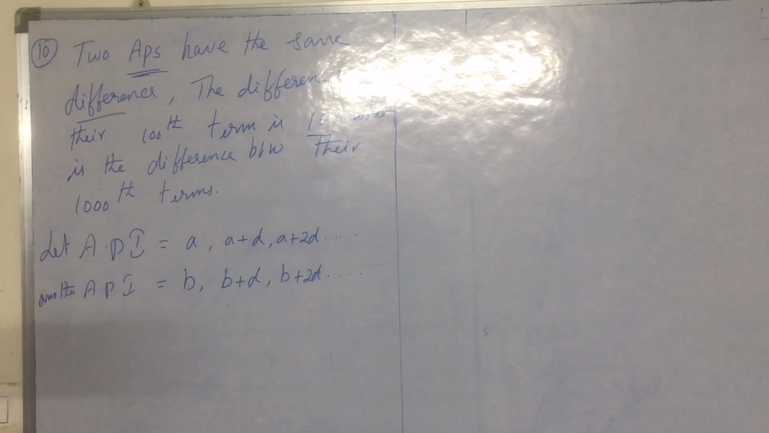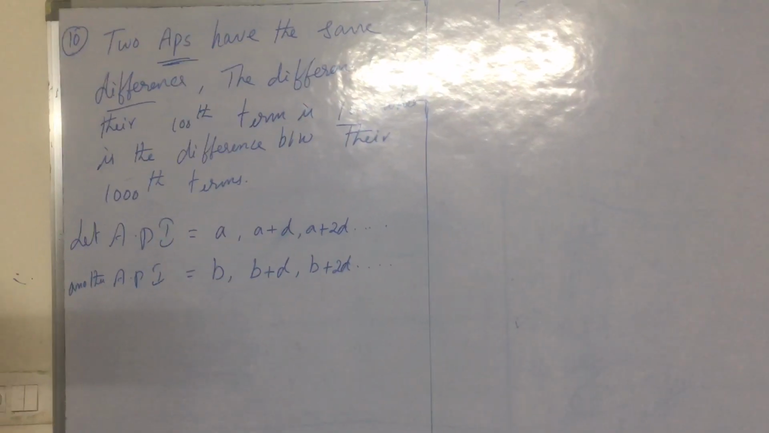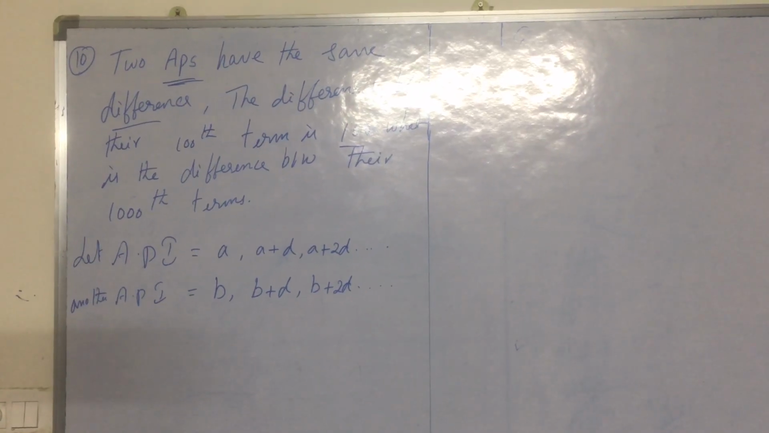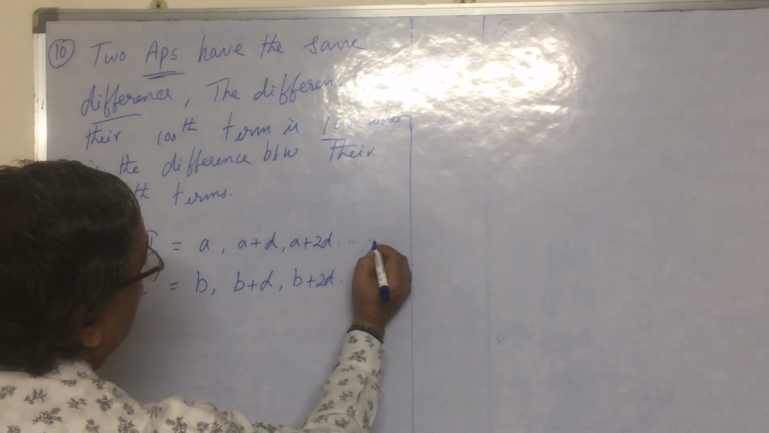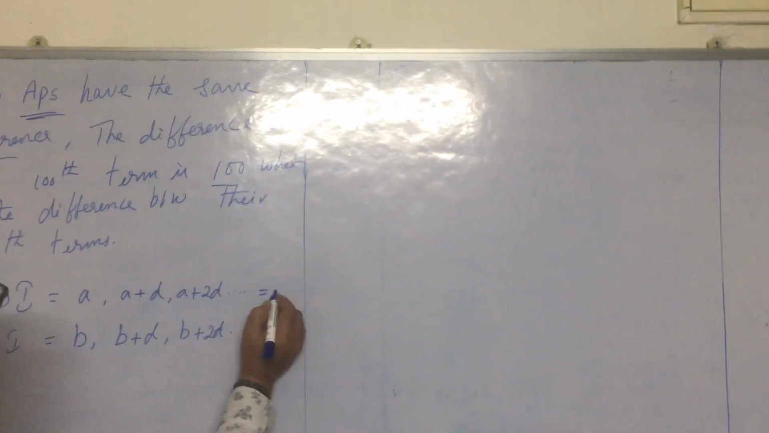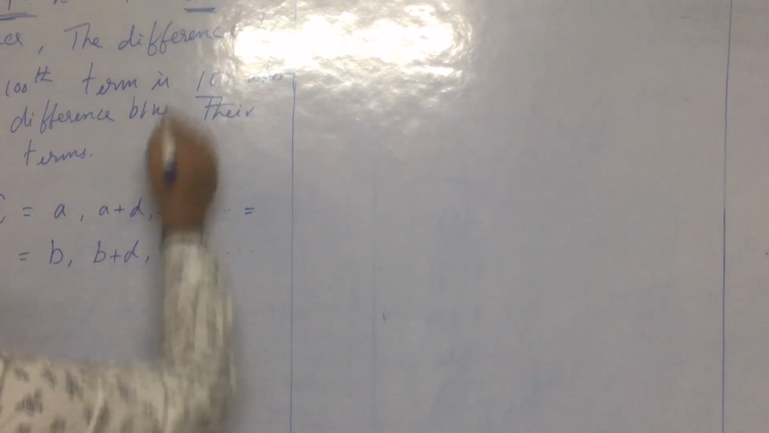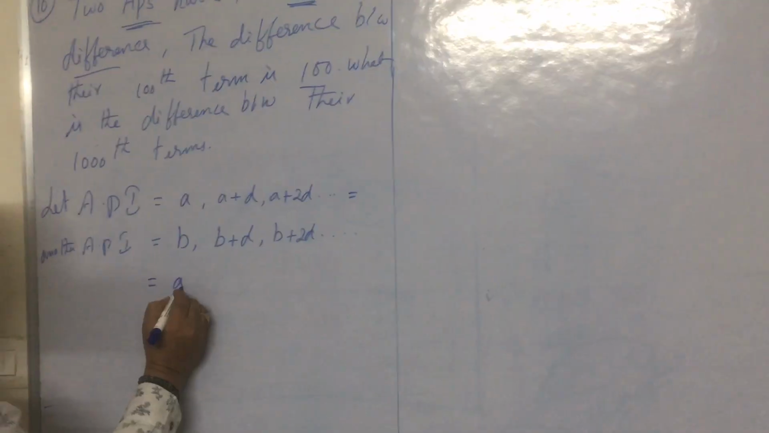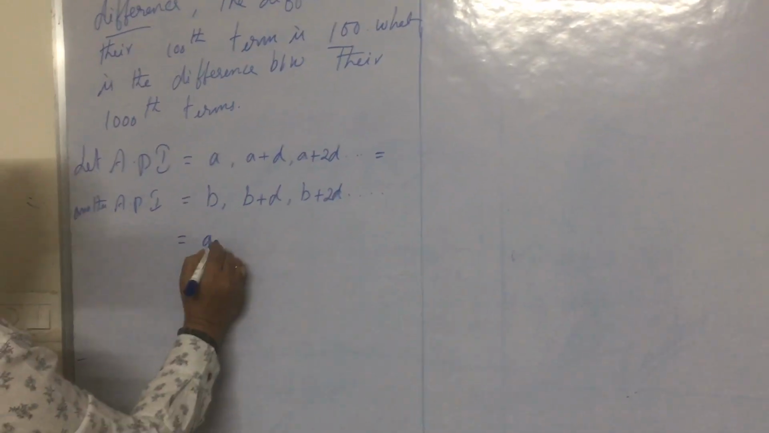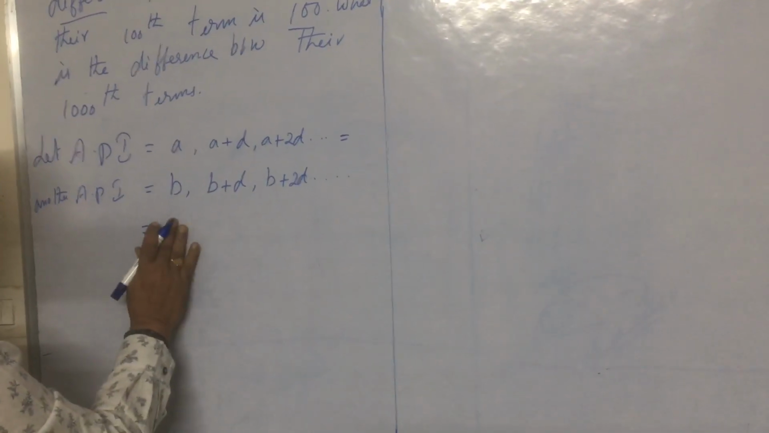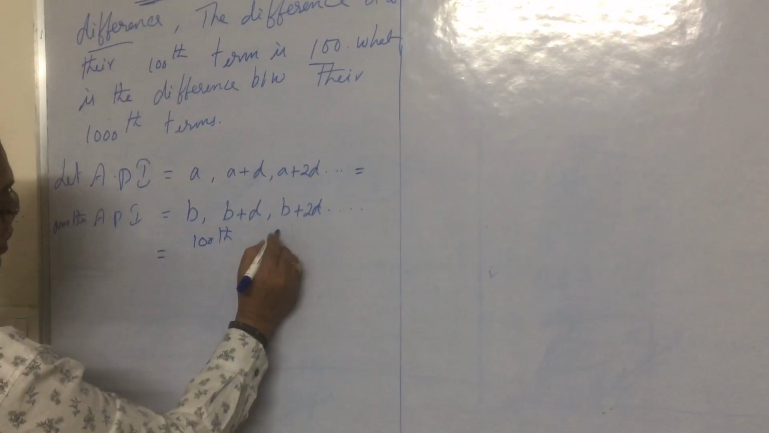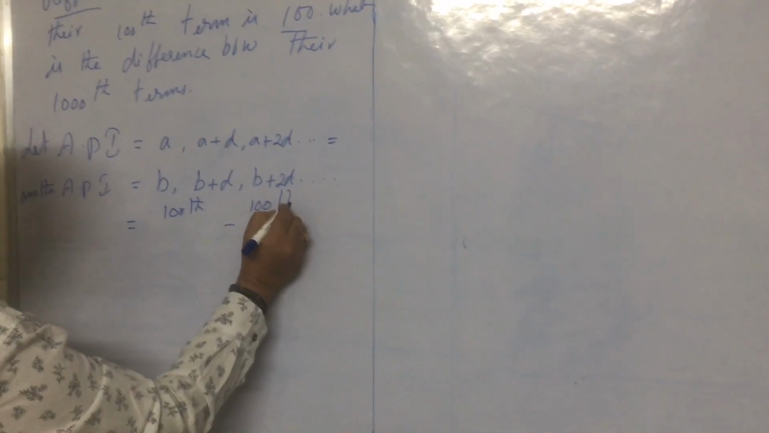What is the difference here? A plus D and B plus D: the difference is 100, which is given. Both have the same common difference. Then the 100th term of the first AP minus the 100th term of the second AP.